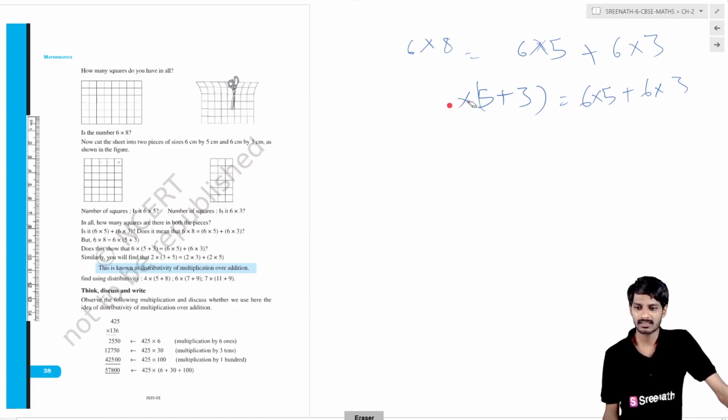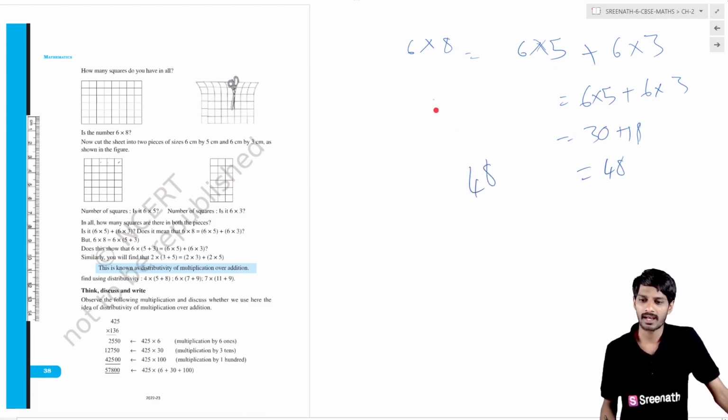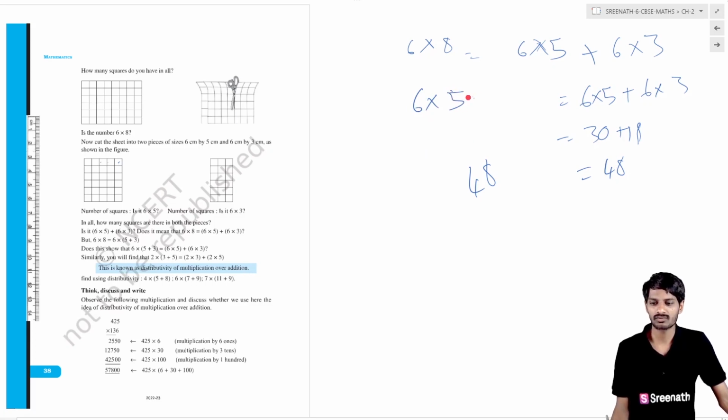Basically, what is the answer here? Here 6 into 5, 6 5s are 30, plus 6 3s are 18. The answer is 48. Here 6 8s are 48. So LHS is equal to RHS. You can write this as 6 into (5 plus 3) also. Don't worry. Okay.